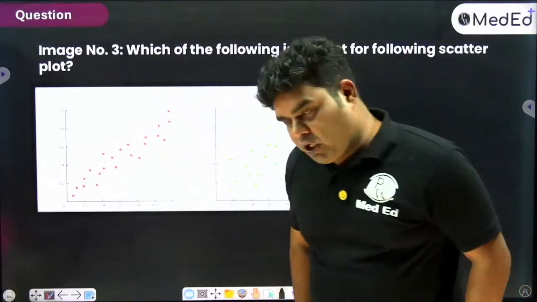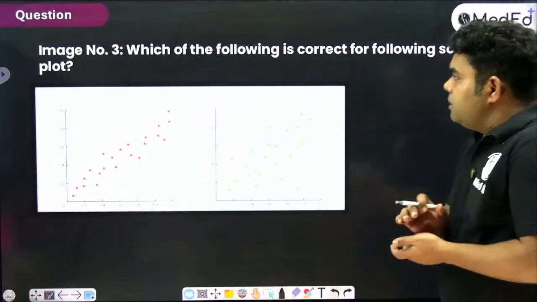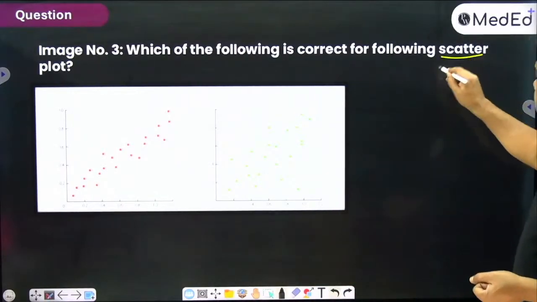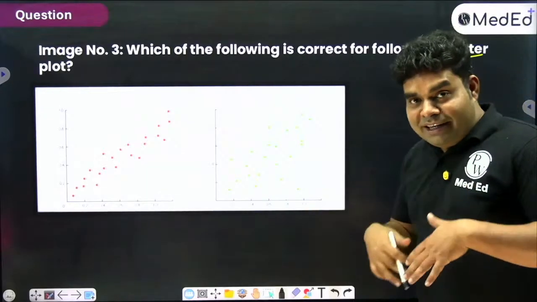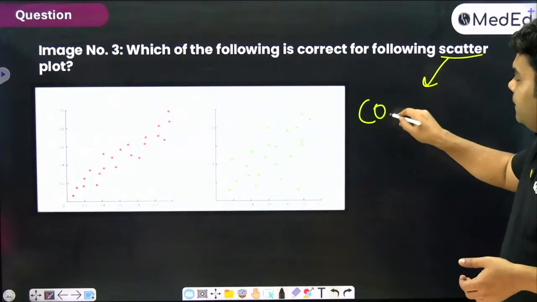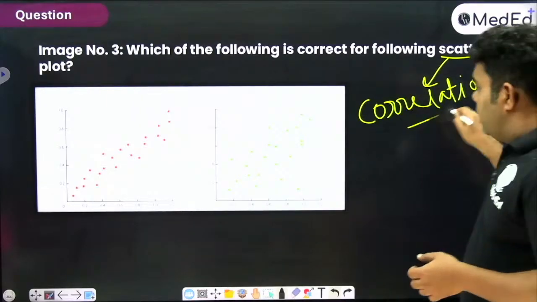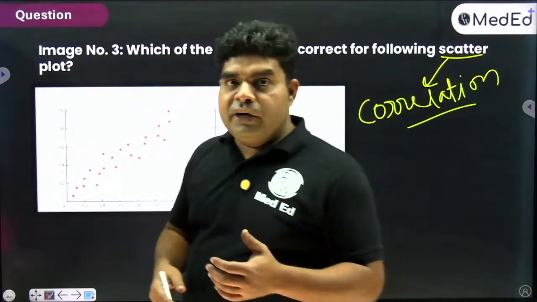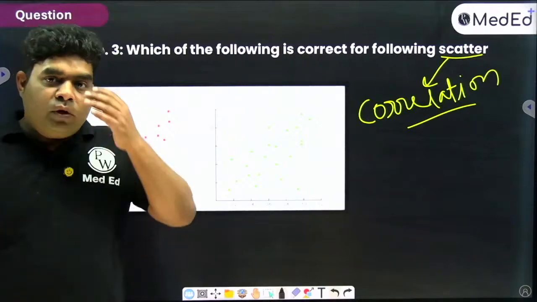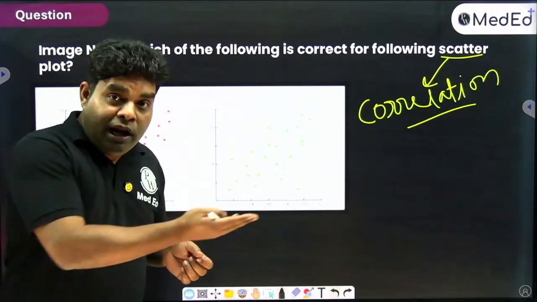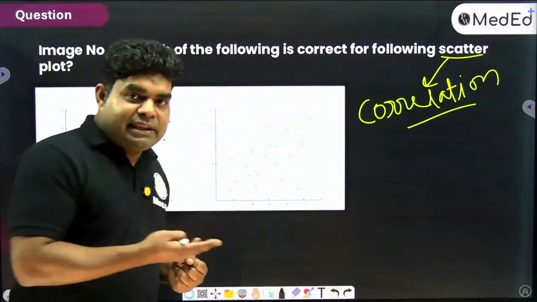Chalo. Now let's do one more question. This is the question on scatter plot. This scatter plot, meaning a scattered plot, represents correlation. What is correlation? Correlation is the direction of association between two variables. Like suppose I am talking about alcohol and accident. If you increase alcohol, accidents will increase.